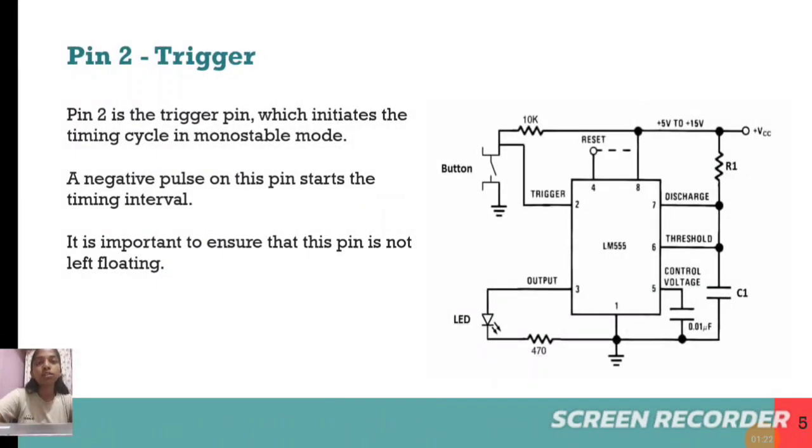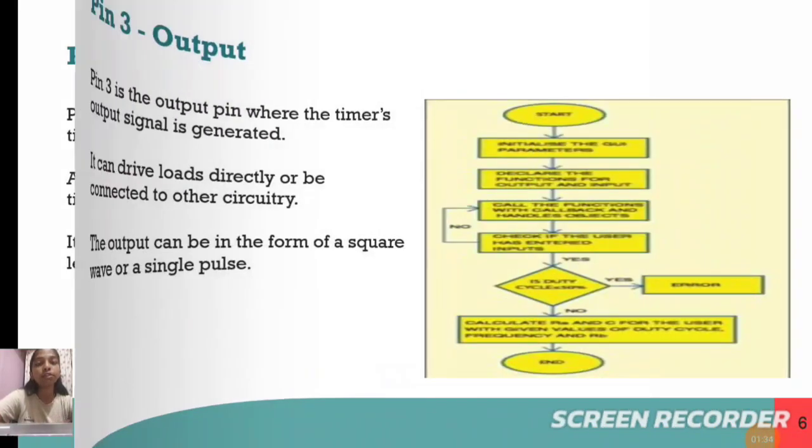And pin 2 is the trigger pin, which initiates the timer signal in monostable mode. A negative pulse on this pin starts the timing interval. It is important to ensure that this pin is not left floating.